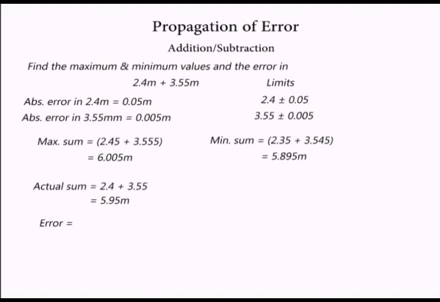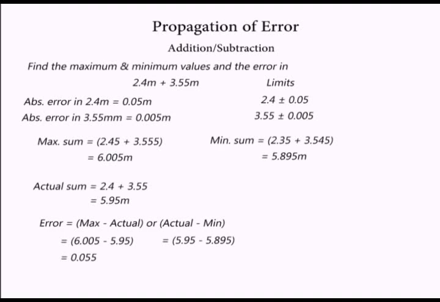Now the error is calculated either by maximum minus the actual measurement or actual measurement minus the minimum. If you do both, maximum minus actual will give us 6.005 minus 5.95, it's equal to 0.055. And again, actual minus minimum will be 5.95 minus 5.895, and that is also equal to 0.055. And so we say the error in the addition of these two is 0.055.